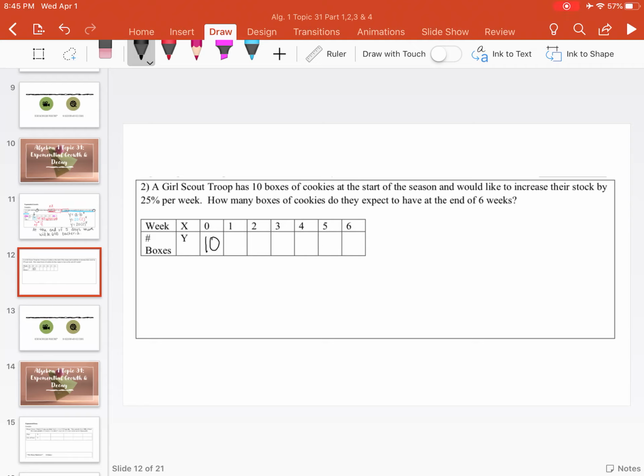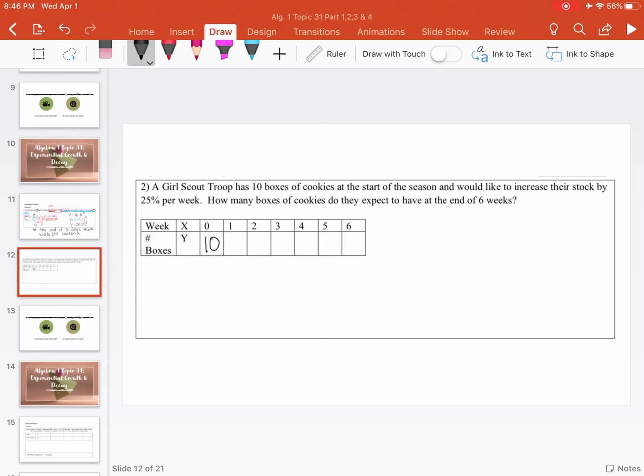Here, we have a Girl Scout troop. Yum, yum, yum. They have 10 boxes of cookies at the start of the season and would like to increase their stock by 25%. Woo, lofty. How many boxes of cookies do they expect to have at the end of 6 weeks?